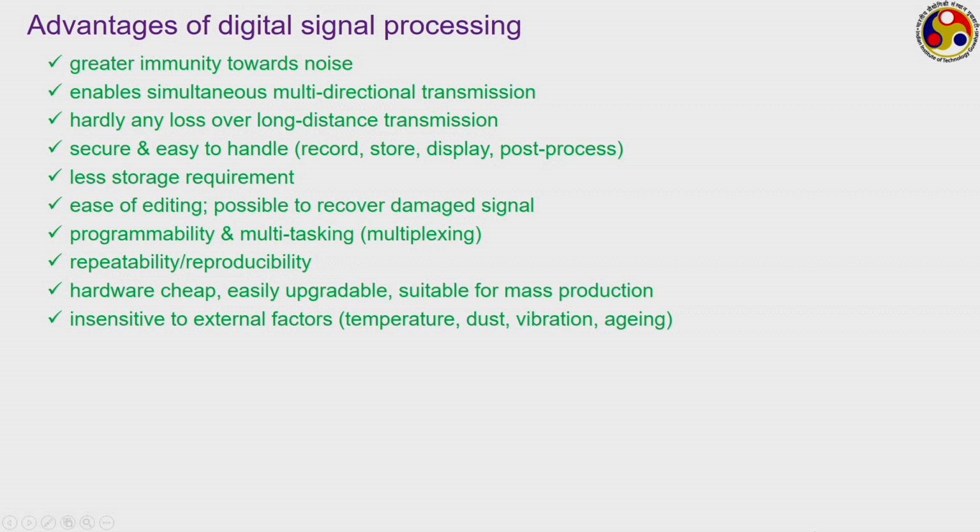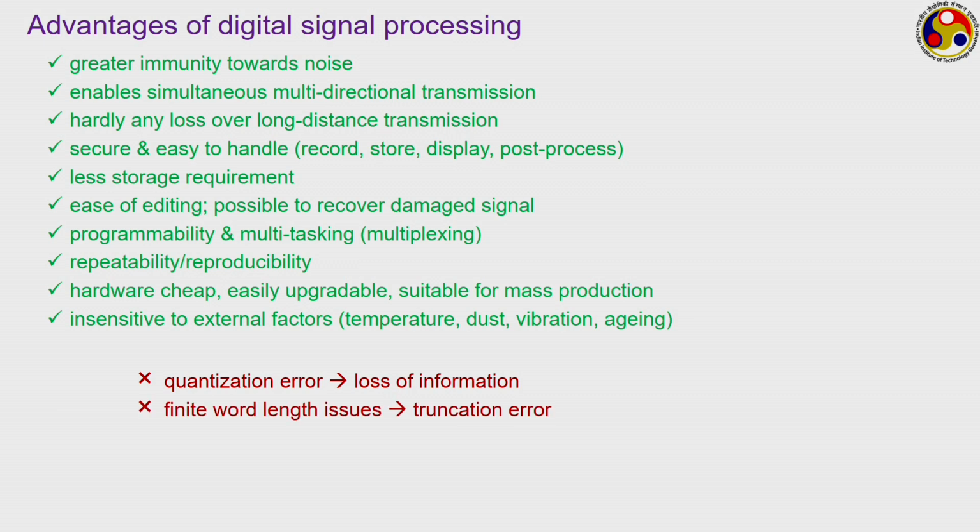So the digital signal comes with so many advantages, but there are certain issues as well. One is the quantization error, which is not present with the analog signal. Quantization leads to the loss of information. What we mean by quantization, I shall be coming to in the next slide. Finite word length issue leading to truncation error, again I shall be discussing this later on. Bandwidth requirement generally is a bit larger for the digital media.